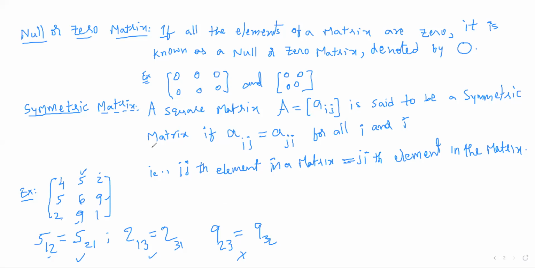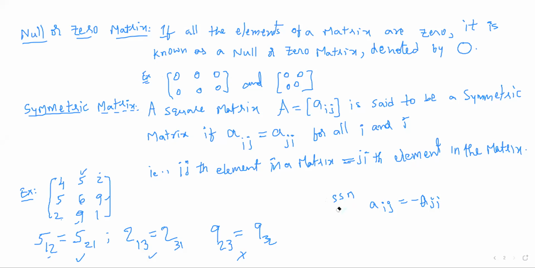Similarly, skew symmetric matrix means Aij is equal to minus Aji. It should happen like minus Aji. That is, if you have 5 at the 1, 2 place, minus 5 at the 2, 1 place; 2 at the 1, 3 place, minus 2 at the 3, 1 place; 9 at the 2, 3 place, minus 9 at the 3, 2 place. That is the only difference between symmetric and skew symmetric matrices.